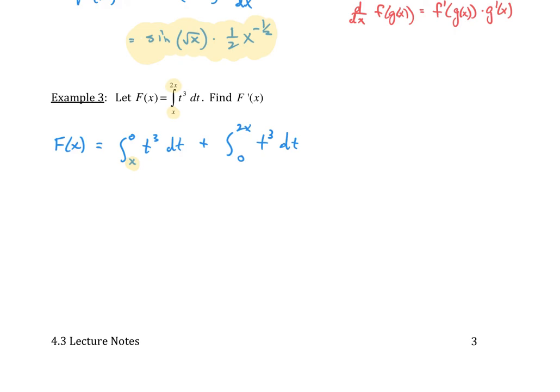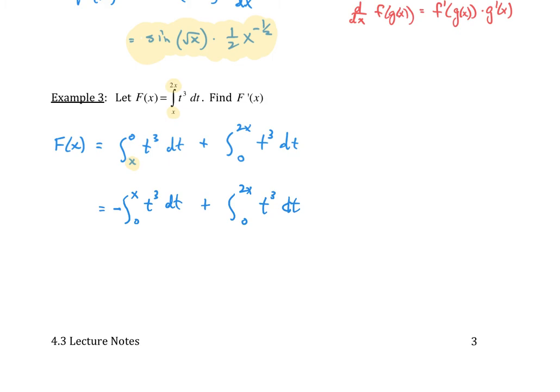We can just invert the limits of integration, but keep in mind that when we do so, we pick up a negative sign. So we're going to switch this to go from 0 to x, but we're going to have a negative in front. And then you've got t cubed dt. And the second integral, let's leave that the same. From 0 to 2x t cubed dt, like this. Okay?